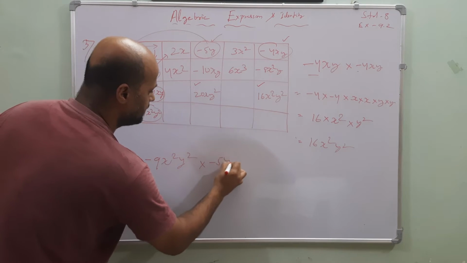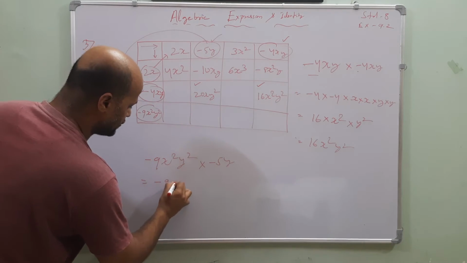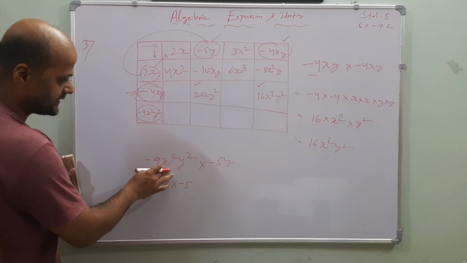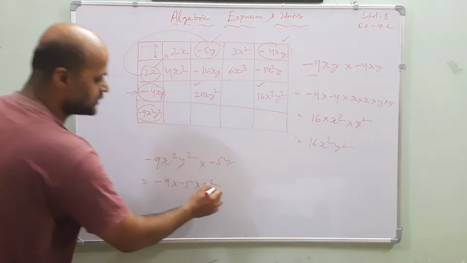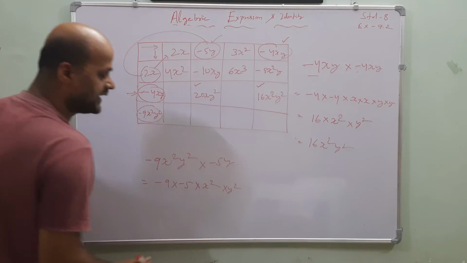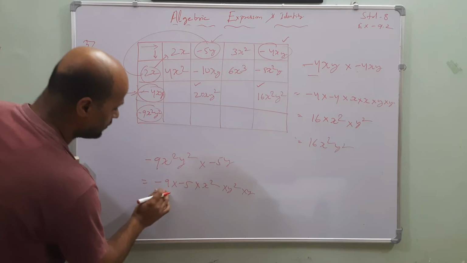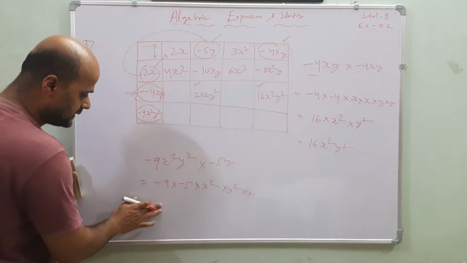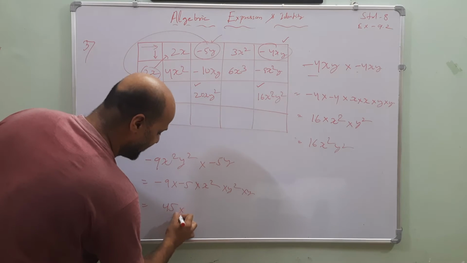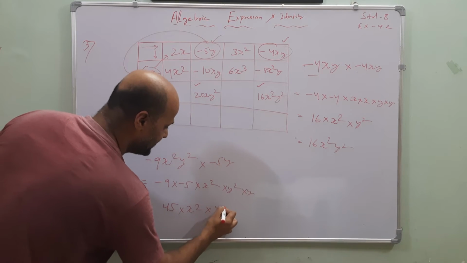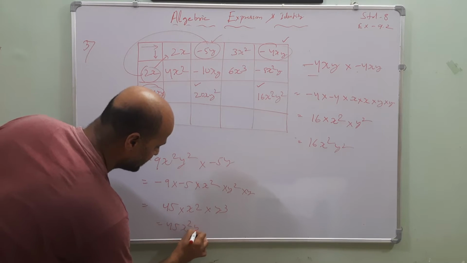Into minus 5. Same process. Minus 9 into minus 5. Is x square there? No. So right here the variable is x square. Next one is y square, with expression y, anything is there? Yes, it is there, into y. So minus into minus is plus, 9 5s are 45, into x square into y cube. 45 x square y cube.